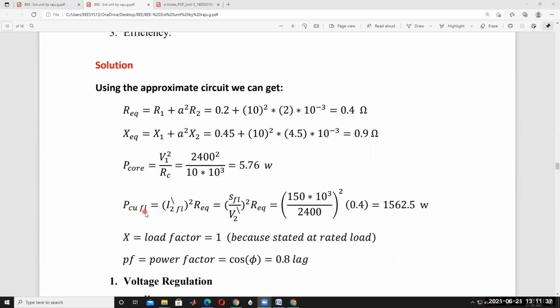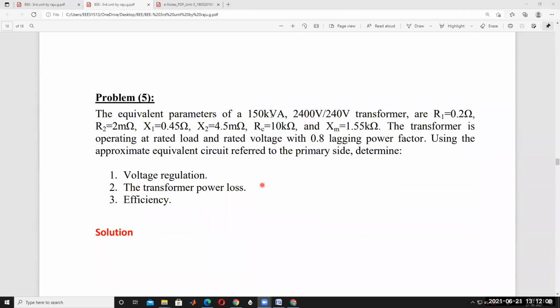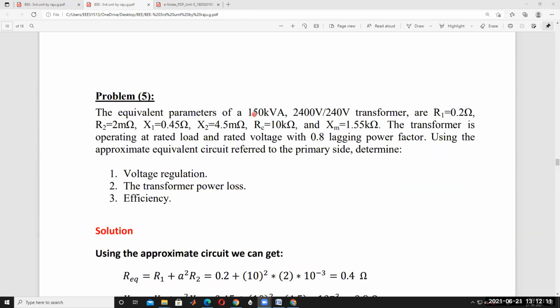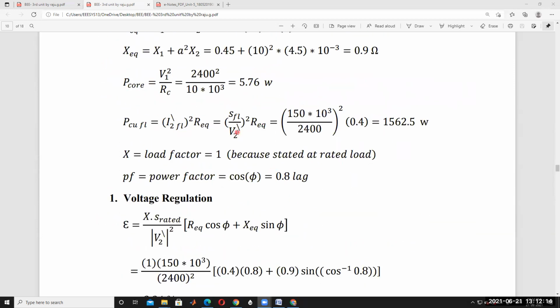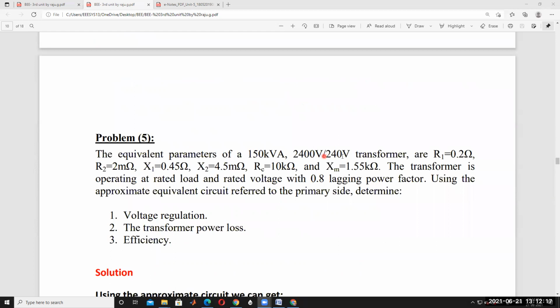Copper loss at full load is equal to I2 square times R equivalent, where I2 is the current at full load. S is equal to V into I, then I is equal to S divided by V. S is the kVA rating of the transformer, which is 150 kVA, so I is 150 divided by V2, the secondary side voltage, which is 240.